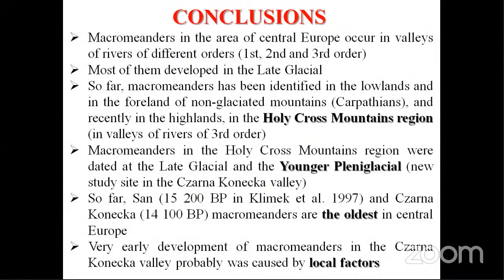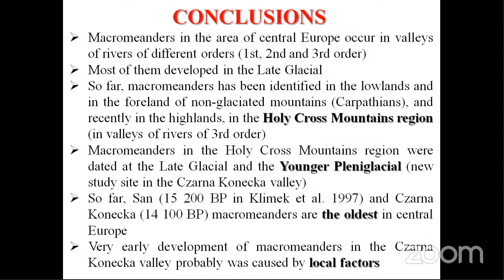Conclusions: macromeanders in the area of Central Europe occur in valleys of rivers of different orders: first, second, third order. Most of them developed in the late glacial. So far, macromeanders have been identified in the lowlands and in the foreland of non-glaciated mountains, and recently in the highlands in the Holy Cross Mountains region.